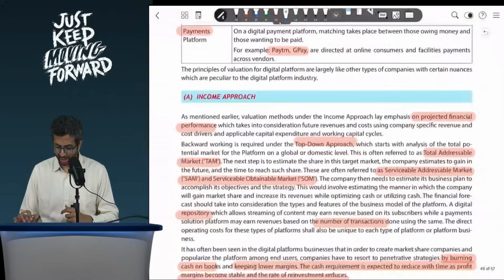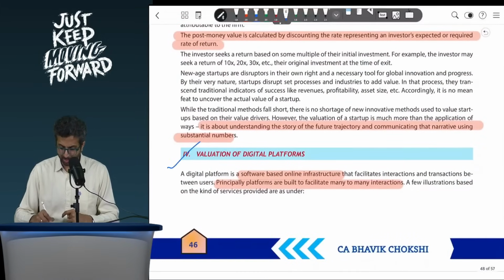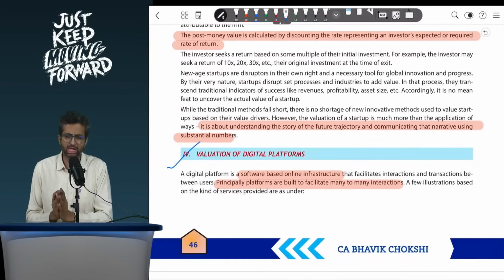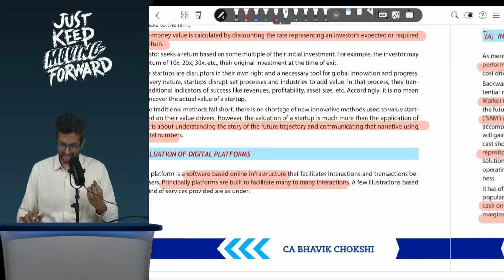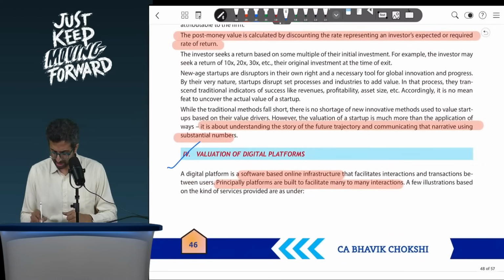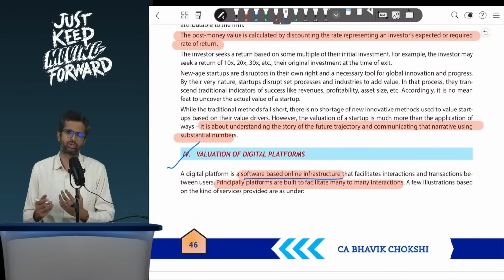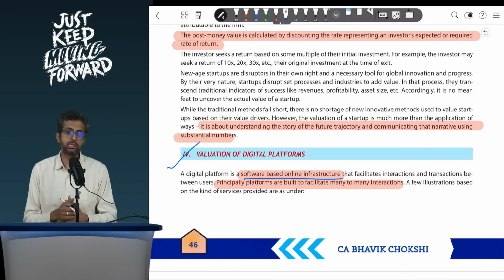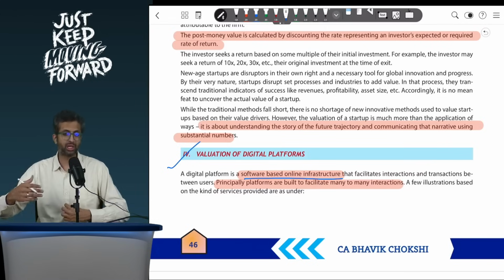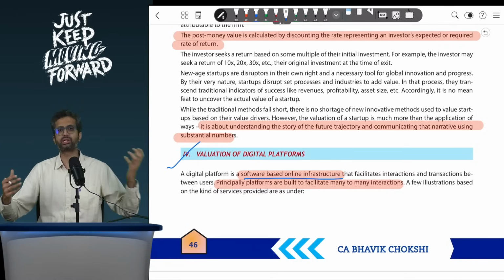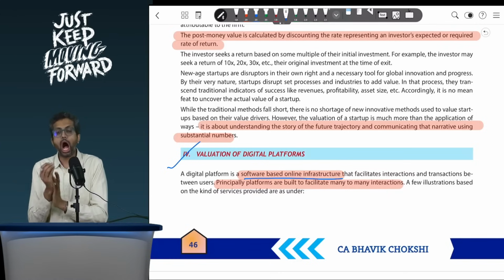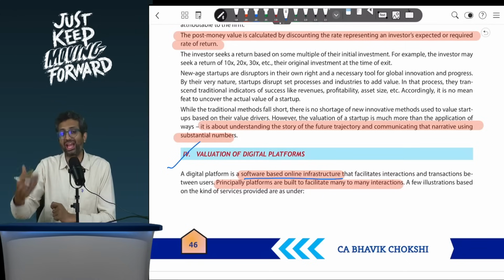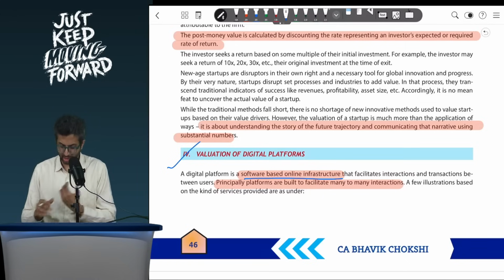Next, you have the valuation of these digital platforms. Now, what are digital platforms? Digital platforms can be repositories. So these are basically software based online infrastructure products. Like WhatsApp is a digital platform, Google is a digital platform, let us say a payment gateway, or someone like a Razorpay or a PayUmoney is a digital platform, for example. How will you do the valuation, and what are the challenges that you face for this valuation?